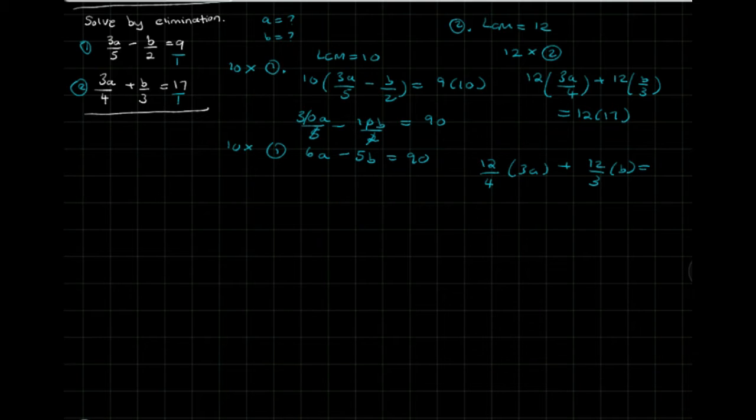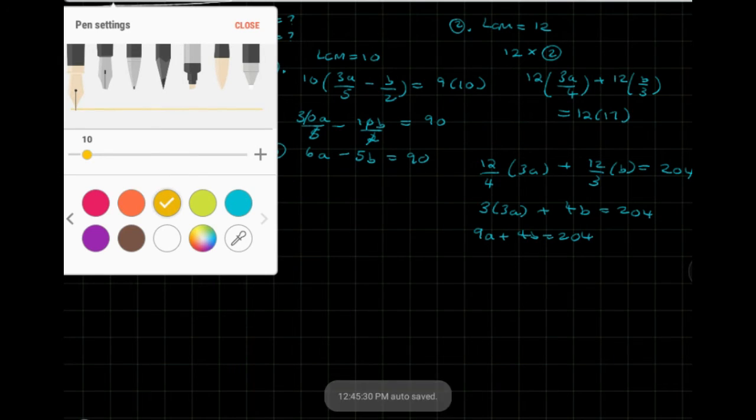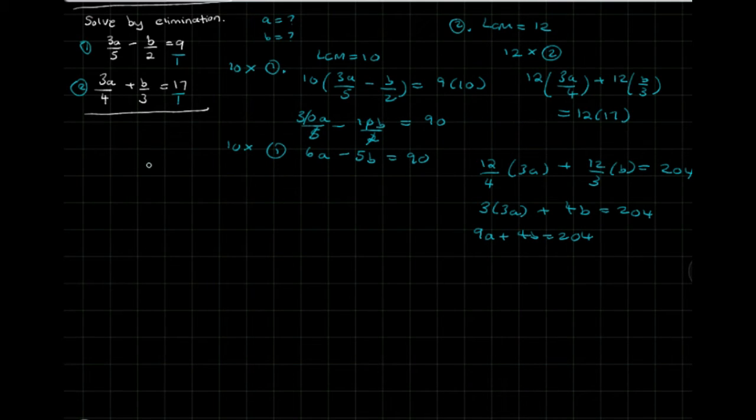If I punch this into my calculator, you get 204. So if I simplify this a little bit further, you get 3 times 3a plus 4 times b, which is equal to 204. That's 9a plus 4b is equal to 204. These are what my new equations look like. I'm just going to rewrite them for you guys.